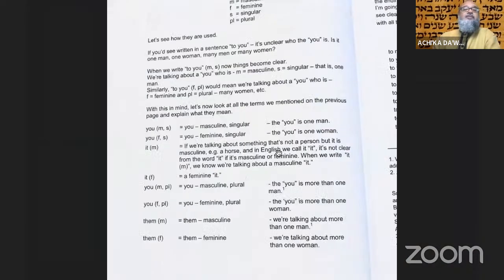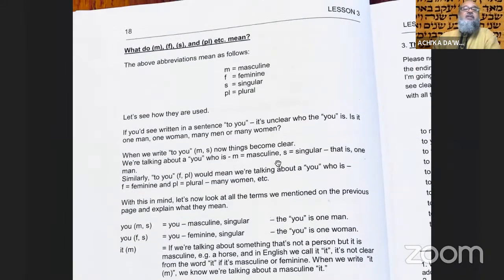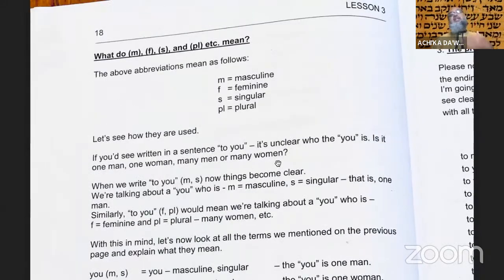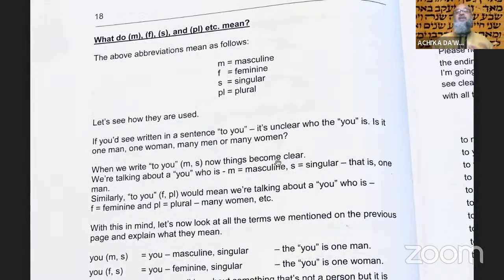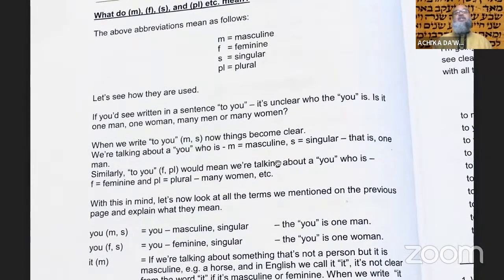All right. So here's something. The question is what do the M and the F mean, the S and the PL? You guys, very simple, man. It's masculine, feminine, singular, and plural. That's all those things mean. So when you see those in parentheses, you'd be like, oh, that's masculine, that's feminine, that's singular, that's plural. Okay. But they want to tell you how they're used.